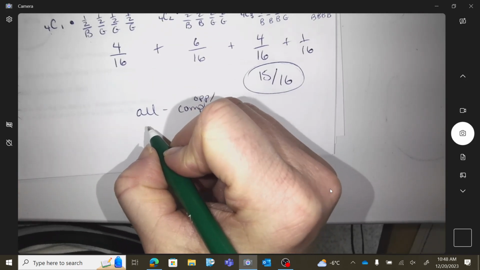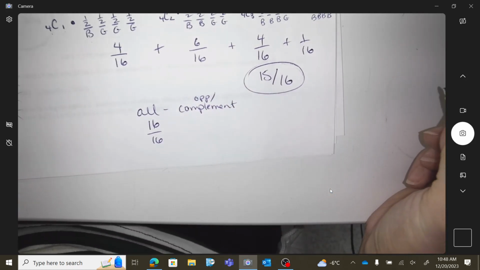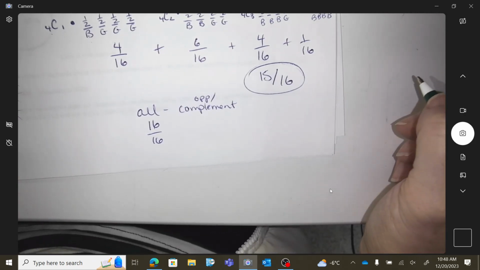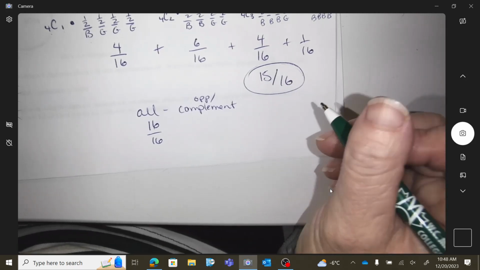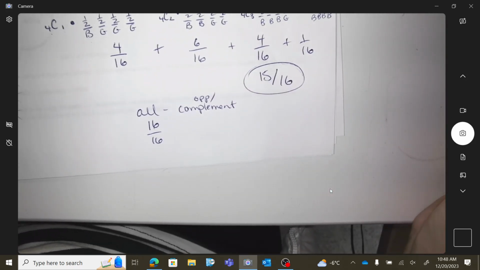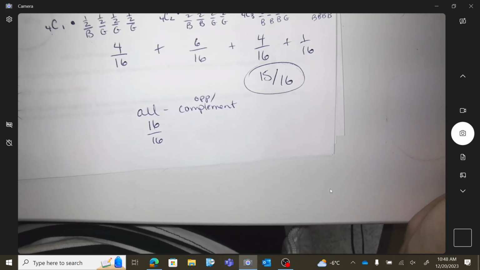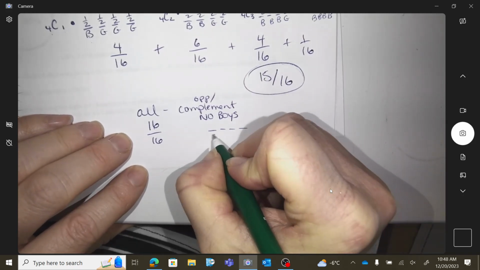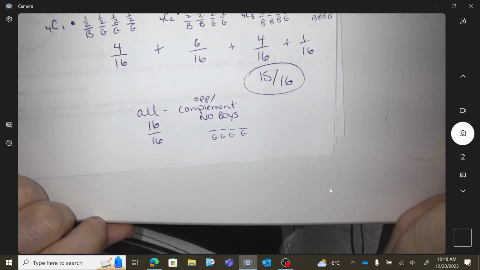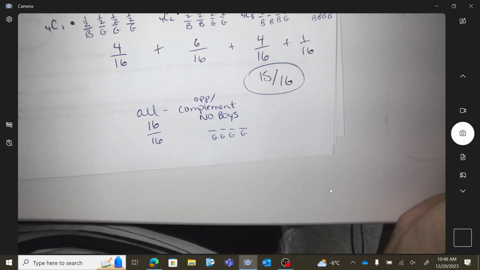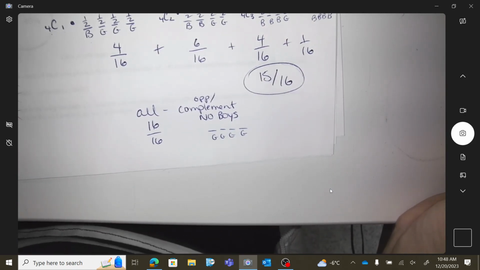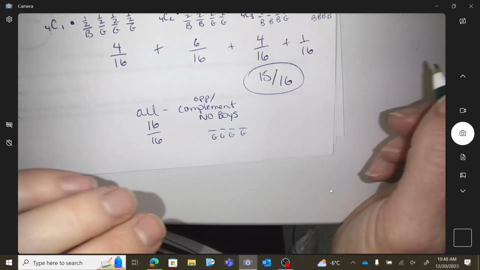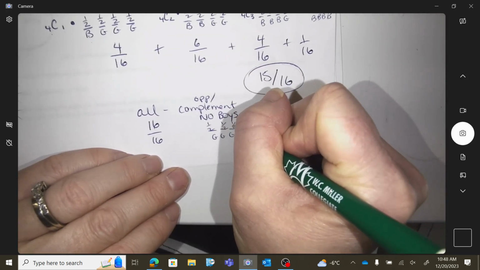So the all is 1. So I already know my scenario that there's 16 family options. So the all is 1, so there's 16 out of the 16. What kind of event is opposite of having at least one boy? No boys. So having at least one boy, the opposite is having no boys. So a family that would have girl, girl, girl, girl, which is 1/2, 1/2, 1/2, 1/2.